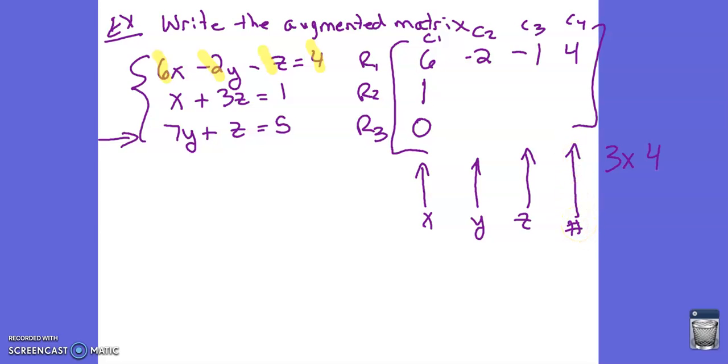So on the y's, I have -2. Notice on row 2, the second equation, I don't have any y's at all, so that's going to be a 0. And then I have 3 z's, and then I have 1. And finally on the last row, I have 7 y's, 1 z, and then 5 is the number. So the augmented matrix, this 3 by 4 matrix, is that right there. That's how you write the augmented matrix from a system of equations.